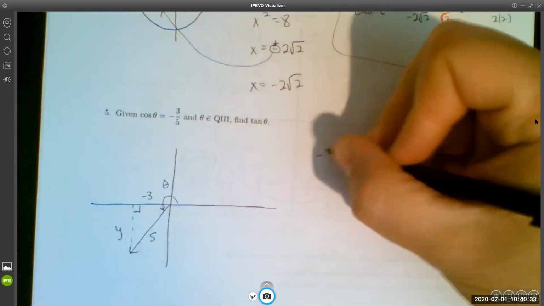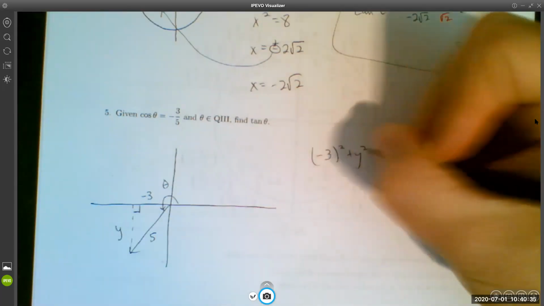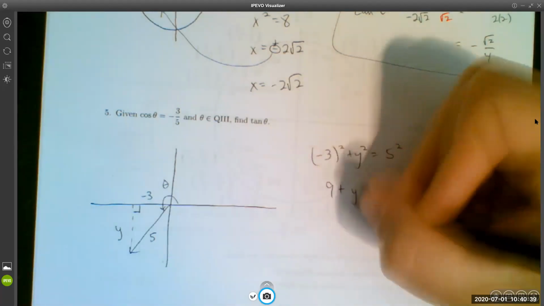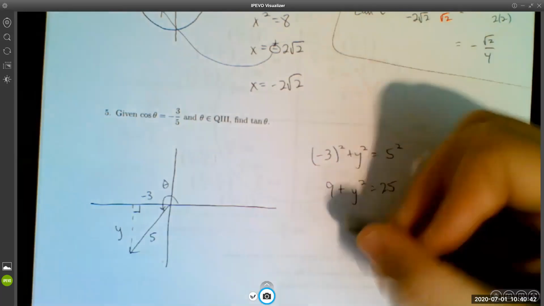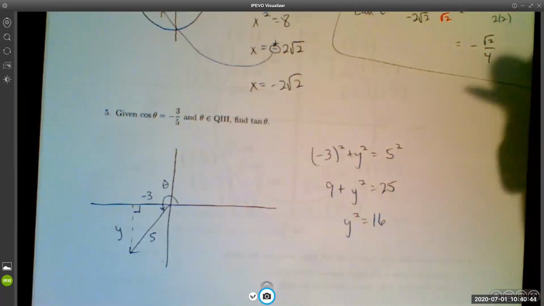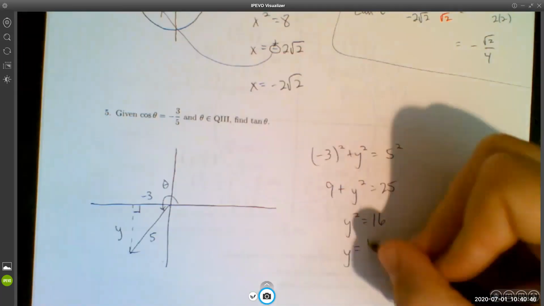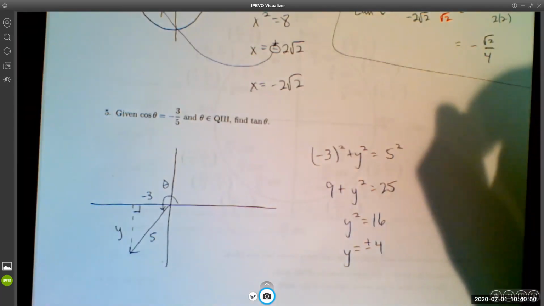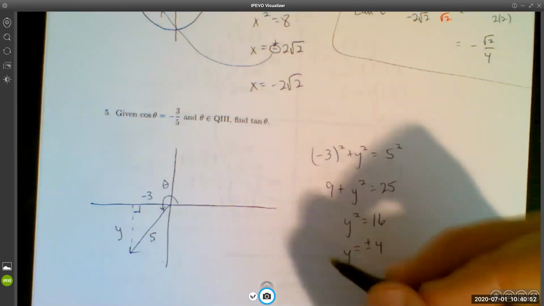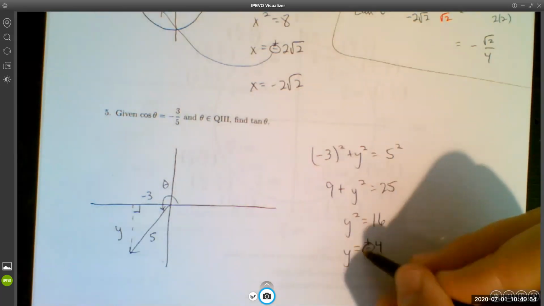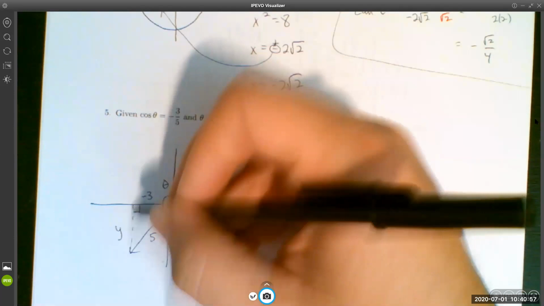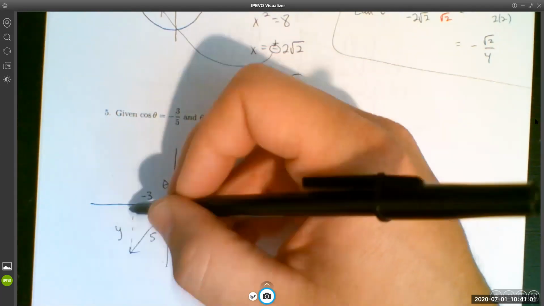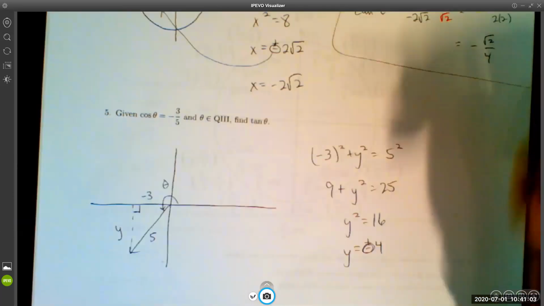x squared plus y squared equals r squared. 9 plus y squared is 25. Y squared equals 16. Y is plus or minus 4. But which one? Should it be positive 4 or negative 4? And the answer is it should be negative 4, right? Because theta is in quadrant 3. So y is negative. You're below the x-axis, so y is a negative number in this case.